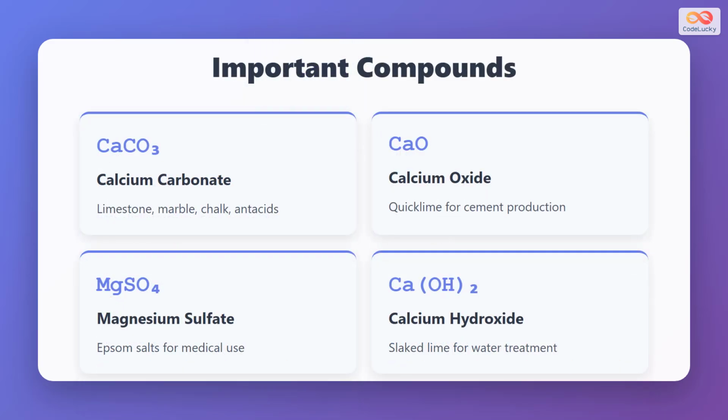Alkaline earth metals form many important compounds used in everyday life. Calcium carbonate, with the formula CaCO₃, is found naturally as limestone, marble, and chalk, and is also used in antacid medications. Calcium oxide, CaO, known as quicklime, is a crucial ingredient in cement production. Magnesium sulfate, MgSO₄, is commonly known as Epsom salts and has various medical applications. Calcium hydroxide, with the formula Ca(OH)₂, called slaked lime, is widely used in water treatment processes to adjust pH levels and remove impurities.